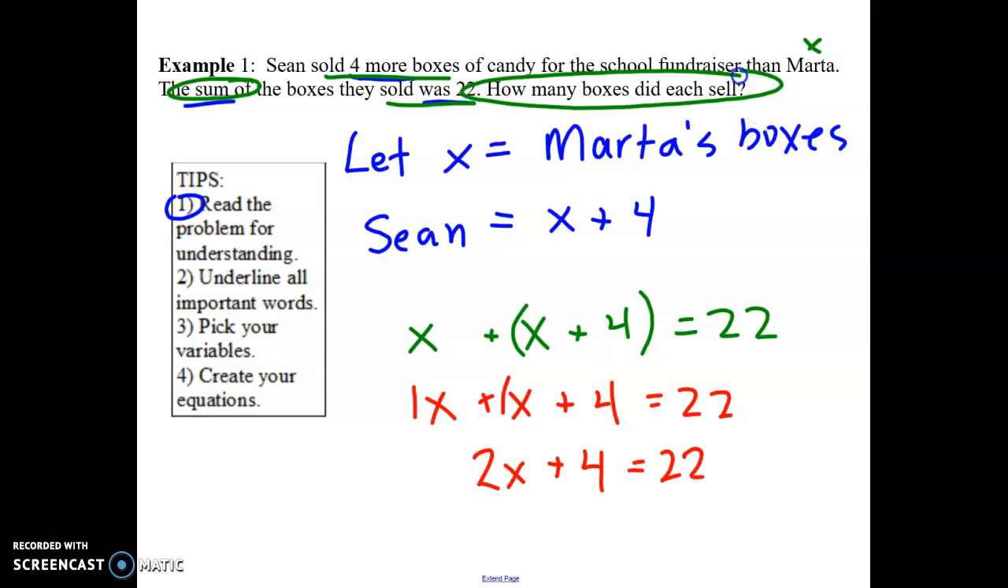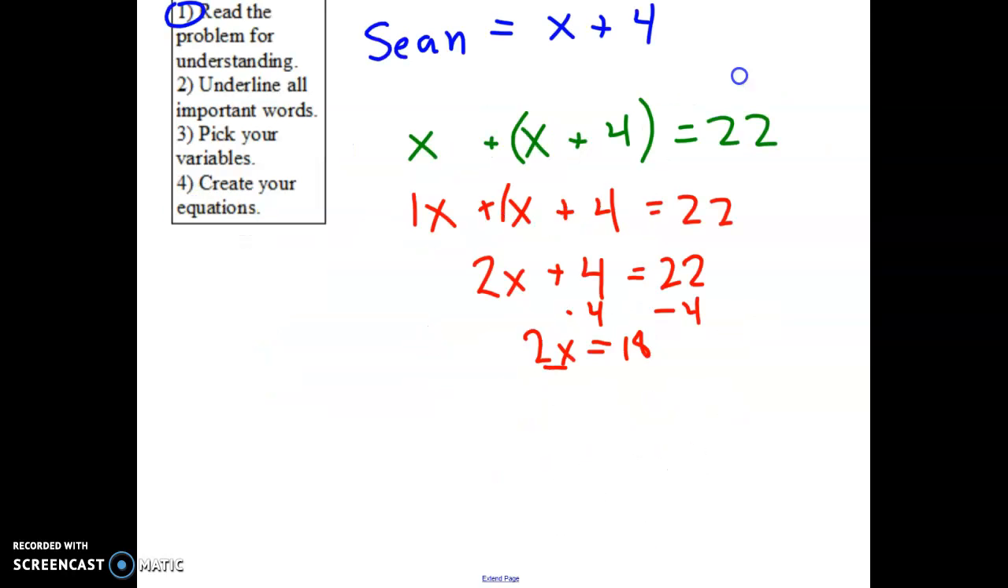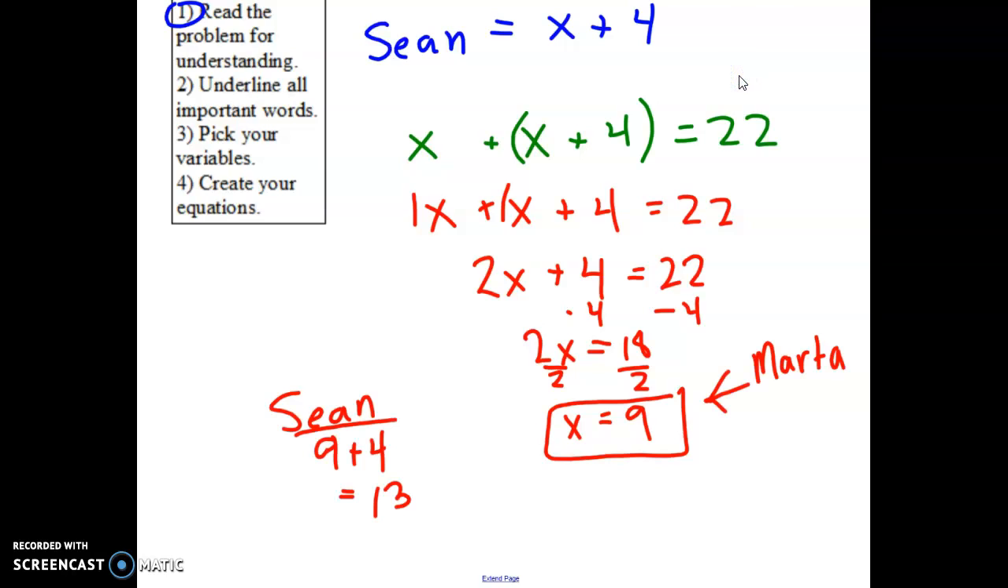Now I'm going to move my 4. How do I move it? Subtract. So we get 2x equals 18. And then finally we'll divide out that 2. So x equals 9. So x equals 9 is one of my answers. So 9 was Marta's boxes that she sold, but then Sean sold 4 more than that, which means Sean would have sold 13 boxes altogether.